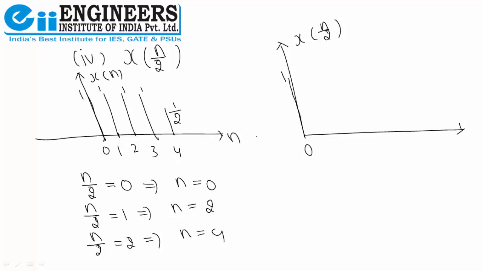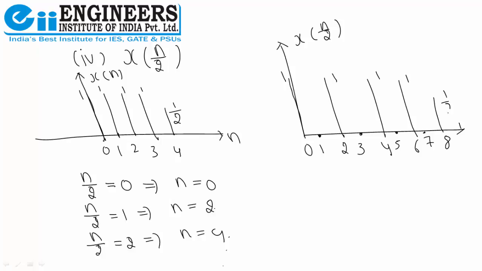Okay, but at 1 my sample is not present, because after 0 there is a 2, then a 4, then 6, then 8. So at 1 it is not present, so we need to mention it, but it will be 0. At 2 it is again 1, but at 3 it is not present, but we need to mention a point here: at 3 it is 0, at 4 it is again 1, at 5 it is not present, at 6 it is again 1, at 7 it is not present, and at 8 it is 1 by 2.